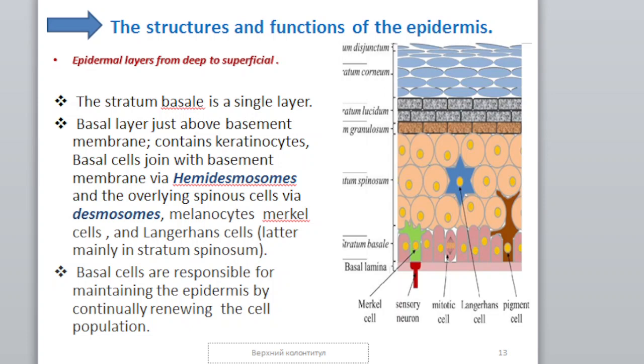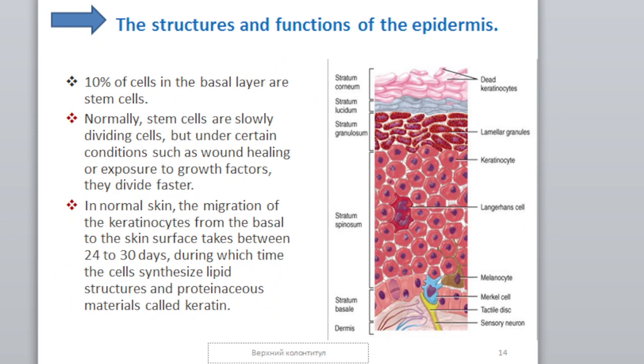Next slide. 10% of cells in the basal layer are stem cells. Normally, stem cells are slowly dividing cells, but under certain conditions such as wound healing or exposure to growth factors, they divide faster. In normal skin, the migration of the keratinocytes from the basal layer to the skin surface takes between 24 to 30 days, during which time the cells synthesize lipid structures and proteinaceous materials called keratin.